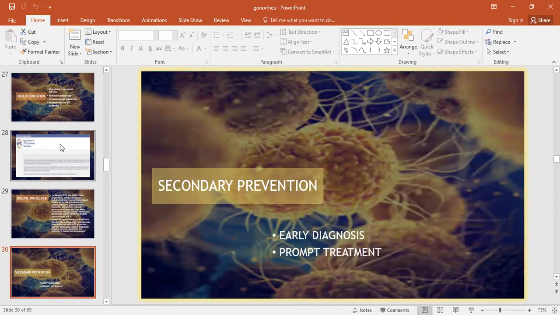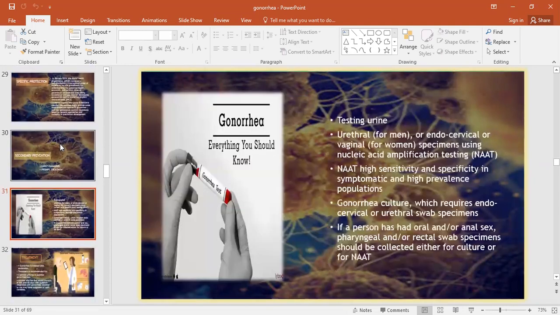Secondary prevention includes early diagnosis and treatment. Diagnostic tests involve testing urine, urethral, endocervical, or vaginal specimens using nucleic acid amplification testing. Nucleic acid amplification tests have high sensitivity and specificity in symptomatic and high prevalence populations.